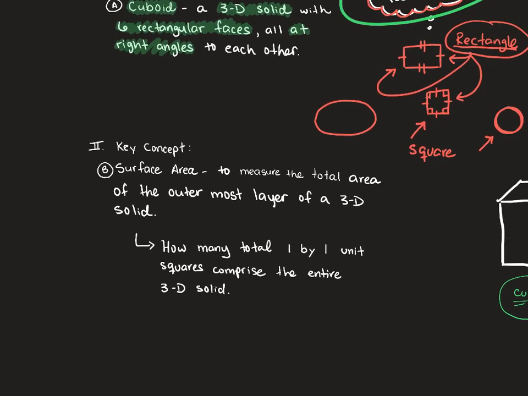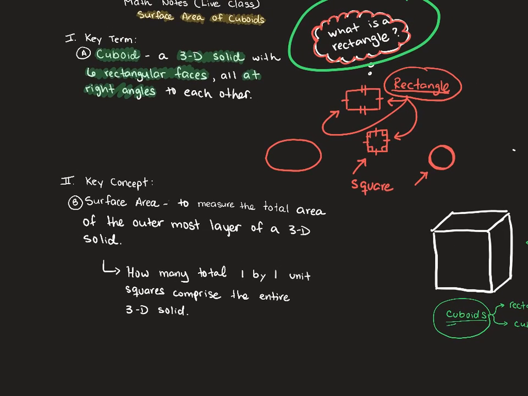So the next key concept, and I'm going to try and keep it all so you can all see the first key term. The second thing is a key concept, and that's surface area, and that's what we're going to be working on today. So, surface area. This is an important term. Surface area is basically to measure the total area of the outermost layer of a 3D solid.